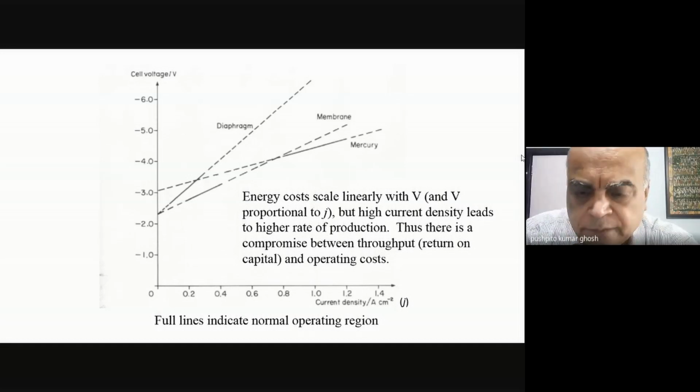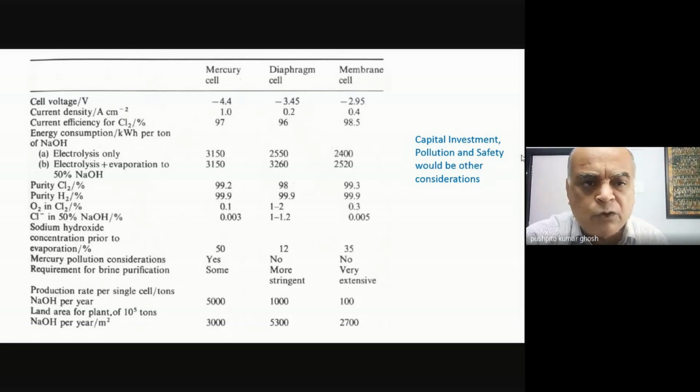Yes, sir. Okay. So now let us do a quick comparison. Let's say you are not trained in all this and some salesman comes and tries to sell you a technology and tells you, look, this one is -4.4 volt, ours is only -2.95 volt. But then when you see the current density, you say your current density is only 0.4 amp per centimeter squared. I can only get 40% as much product from your cell as compared to the mercury cell. So I must do a like for like comparison.